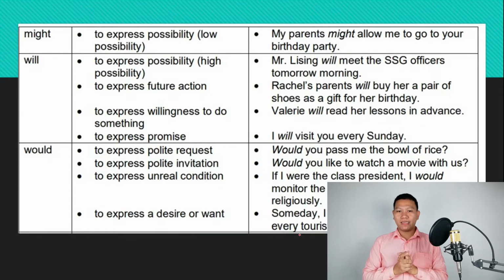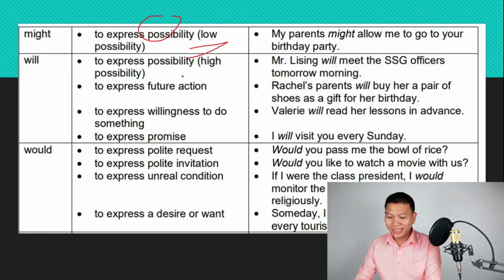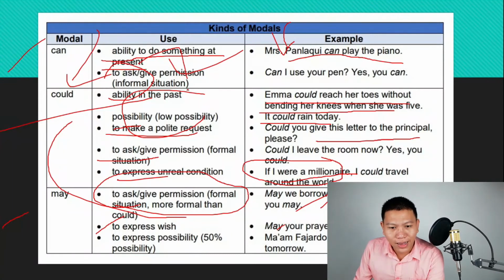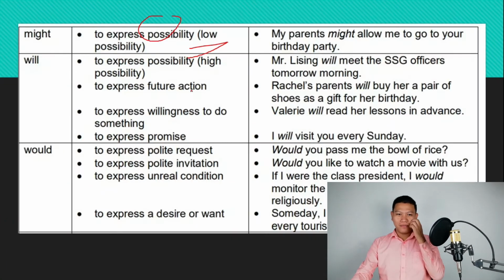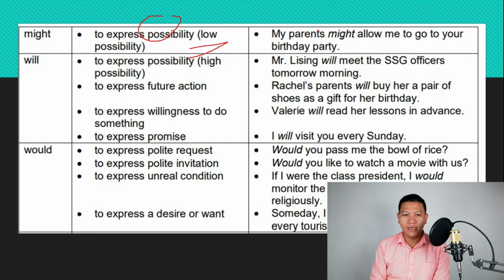Next is might. Might is used to express possibility, low possibility as well, just like could. Might and could. Actually, normally we use might as the past form of may. My parents might allow me to go to your birthday party. So it might happen, but with a low possibility.